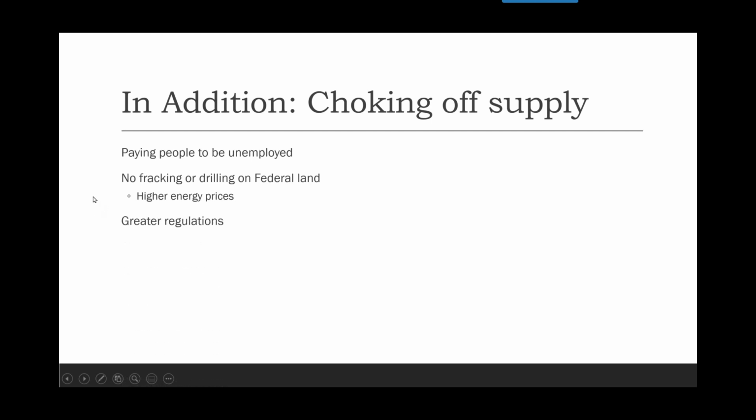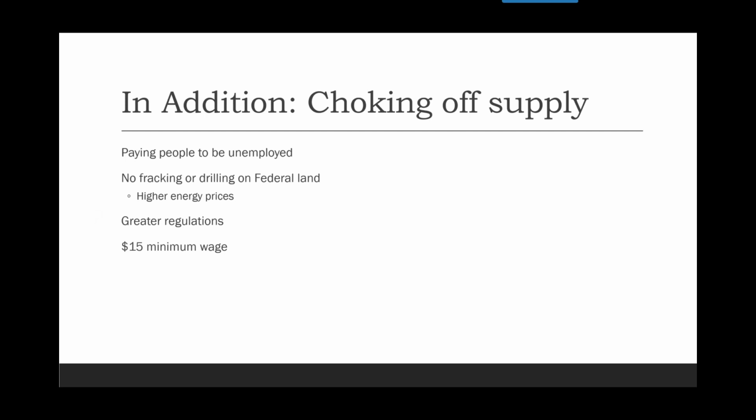Greater regulation chokes off supply as well. If it takes me longer to get a permit to do something, then I can't supply that good. Let's say it used to take 6 months and now it takes a year. I can't supply my product for an extra 6 months. So I'm choking off supply. This is a factor that's being spoken of very, very little. But choking off supply is a serious problem.